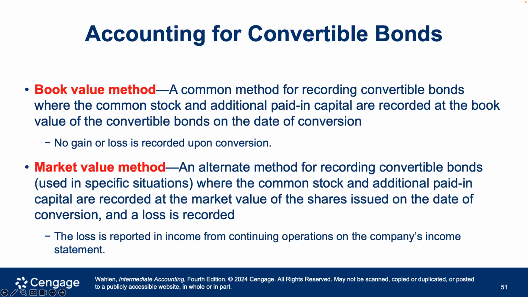So let's talk about what happens when the bonds are actually converted, or the moment of conversion. There are two possible approaches. There is the book value method. This is the primary method that gets used. Under the book value method, we remove the bonds at their carrying value.